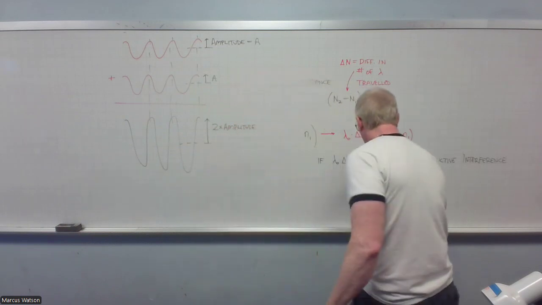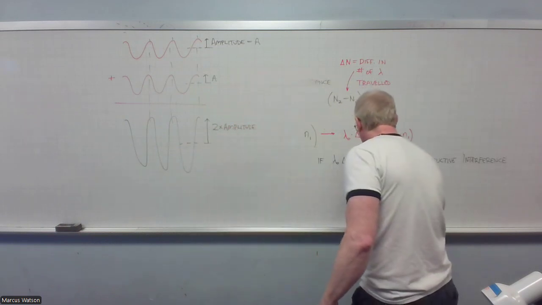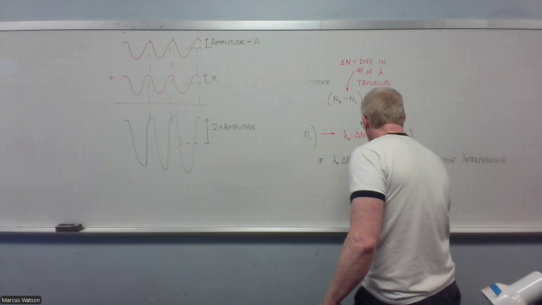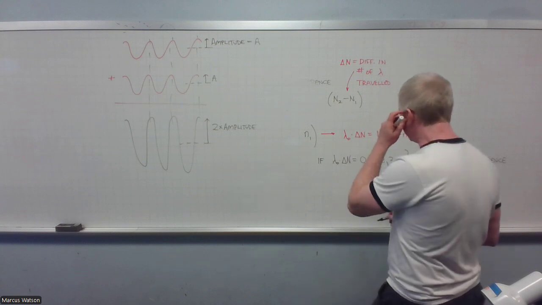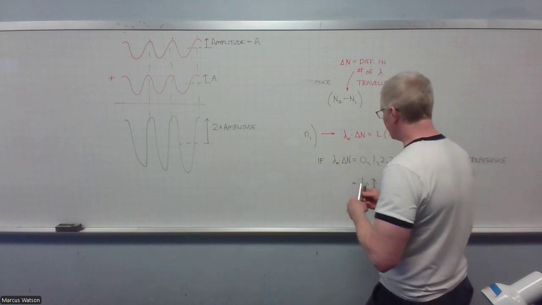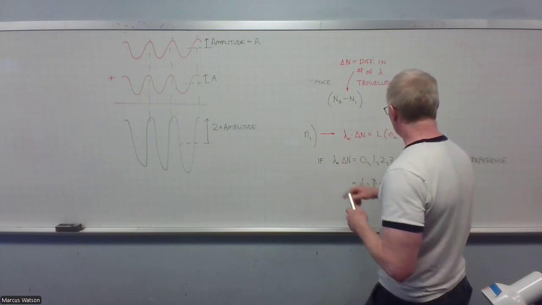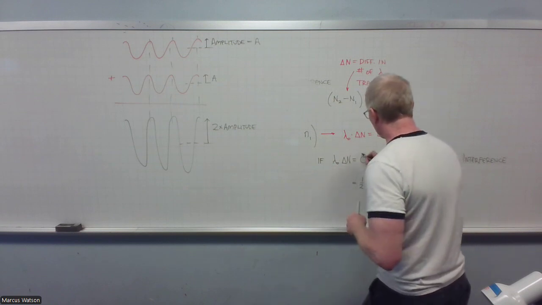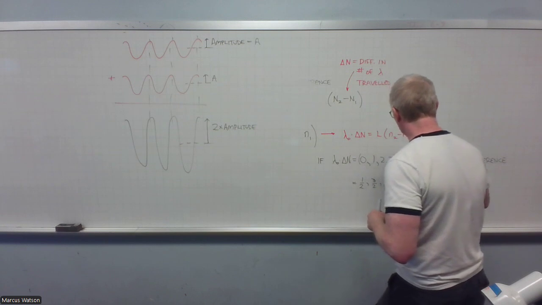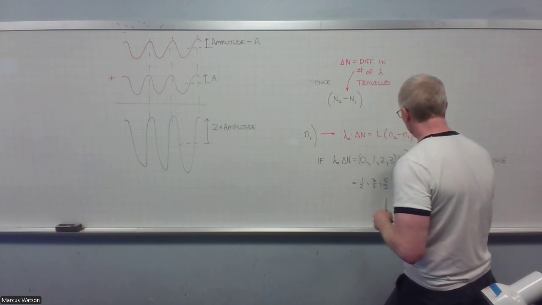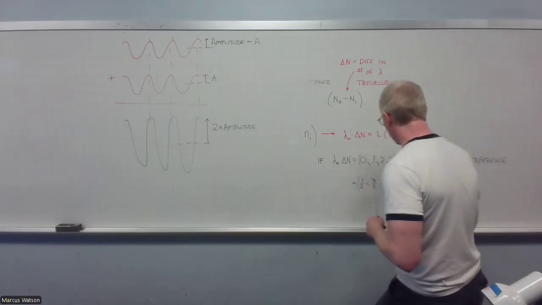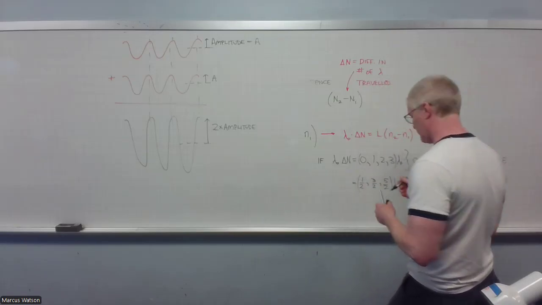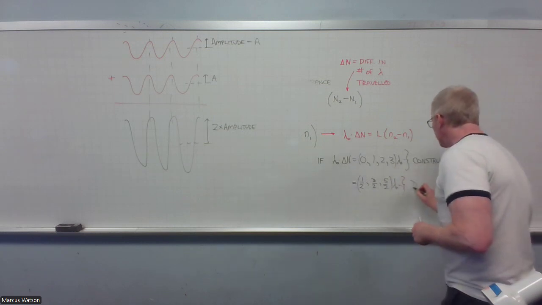If they were shifted by, say, a half, or 3 halves, or 5 halves, or something like that, I see that I'm messing this up a little because I've got a lambda in here. So I should do this: times lambda naught. I'll do the same thing down here: times lambda naught, like so. We call this destructive interference.